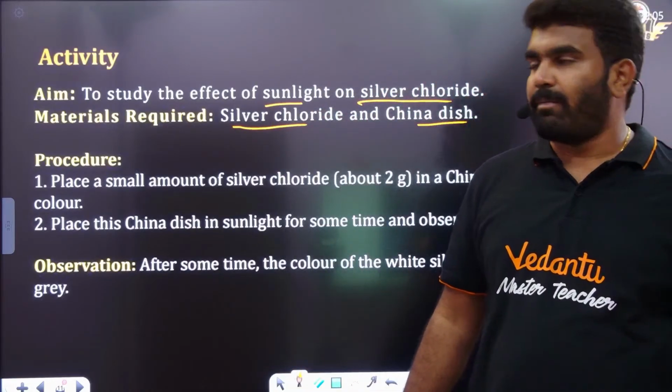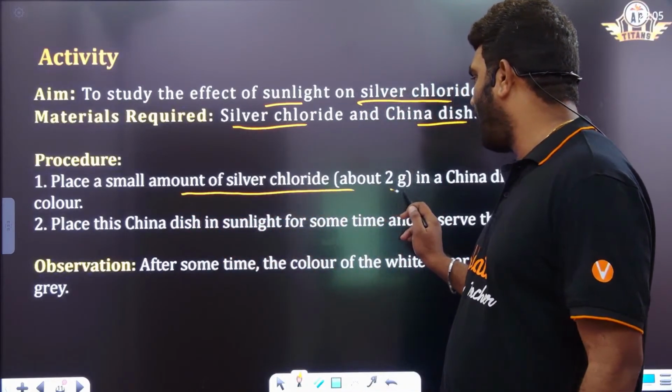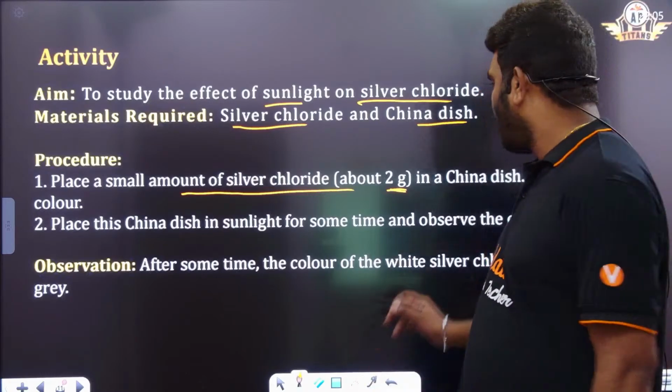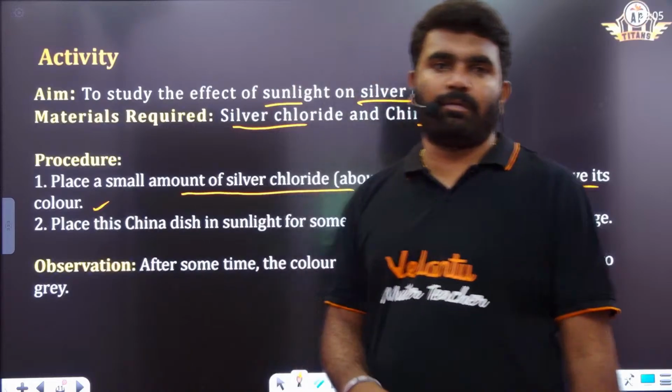Place a small amount of silver chloride, about 2 grams, in a China dish. Observe the color. So what we have to do beta, we have to observe the color.